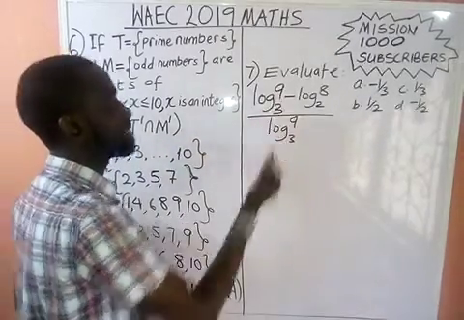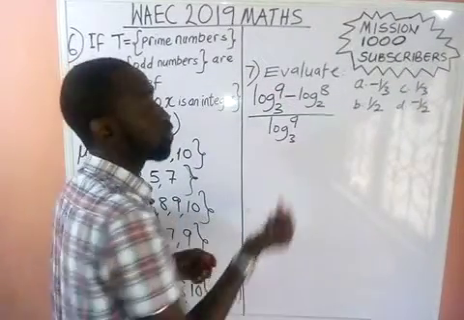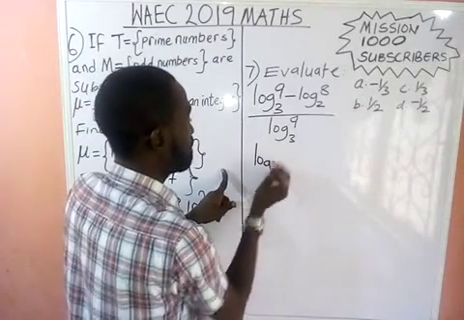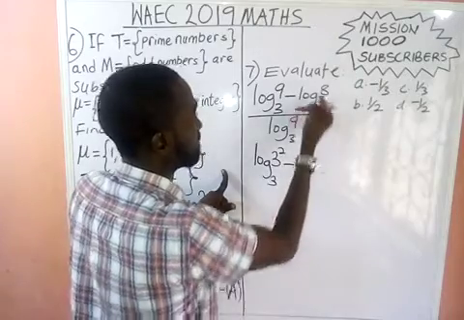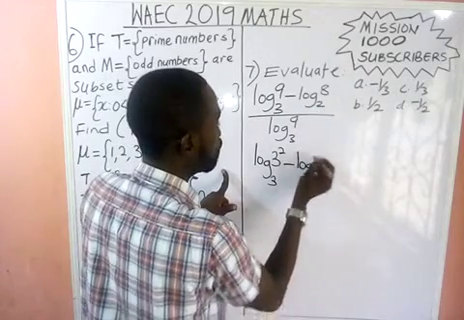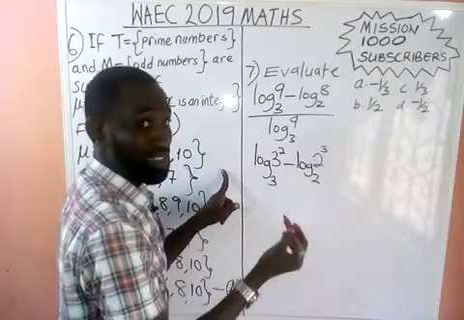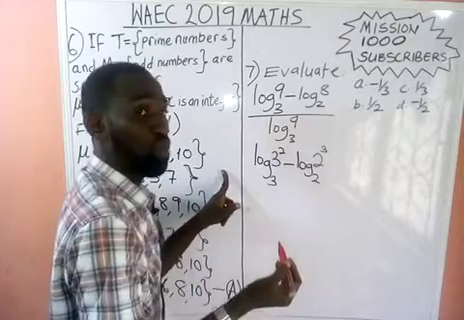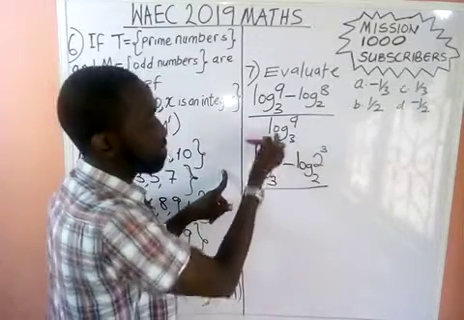Let's take question number 7. This is an aspect of math that we'll call logarithm. Okay? So this 9 can be broken down to 3 raised to the power 2. So here we have log of 3 raised to the power 2 minus this 8, which is log of 2 raised to the power 3. What's the meaning of 3 raised to the power 2? That is 3 times 3, which is 9. What is the meaning of 2 raised to the power 3? That is 2 times 2, 4, then 4 times 2 gives us 8.